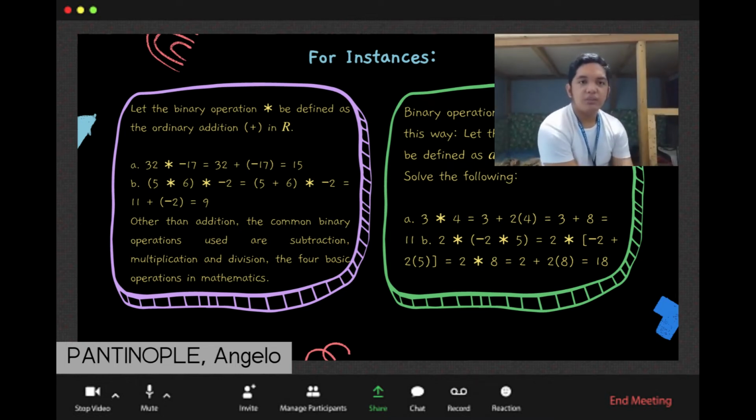Binary operation can also be defined this way. Let the binary operation be defined as a star b equals a plus 2b. Solve the following. A, 3 star 4 equals 3 plus 2 open parenthesis 4 close parenthesis equals 3 plus 8 equals 11. B, open parenthesis minus 2 star 5 close parenthesis, equals minus 2 plus 2 open parenthesis 5 close parenthesis equals 2 plus 2 open parenthesis 8 close parenthesis equals 18.